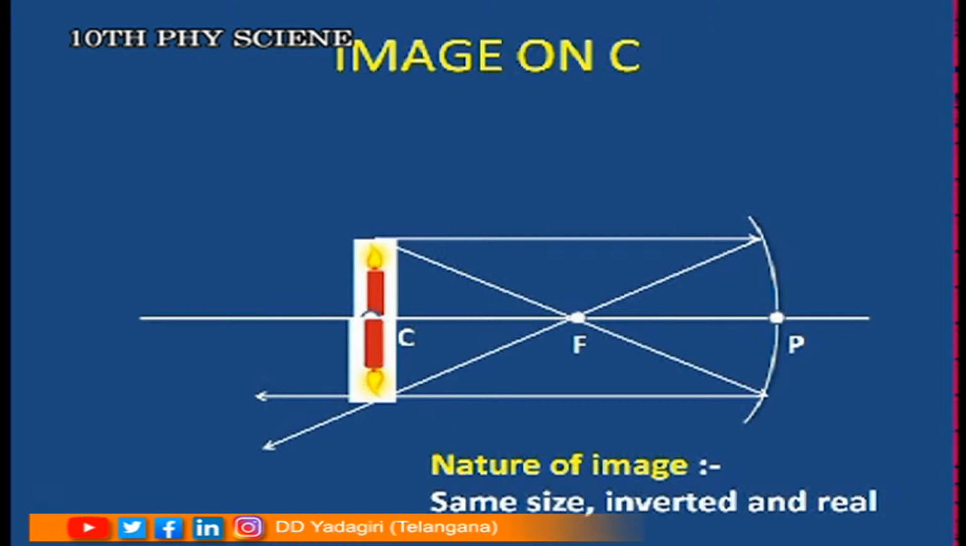Once again, we have taken the same rays, children. A ray passing through the focus of the mirror gets reflected parallel to the principal axis. Now, see children, where are these two meeting? Exactly below the object. The two rays are meeting exactly below the object. So, the image is formed on C again. When the object is on C, the image is also formed on C. Here, we will be getting the same size of image as the object. And it is again an inverted image and a real image.